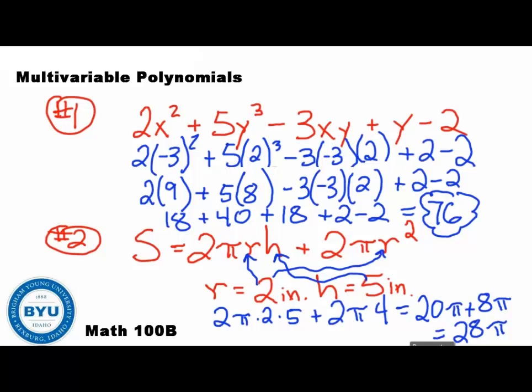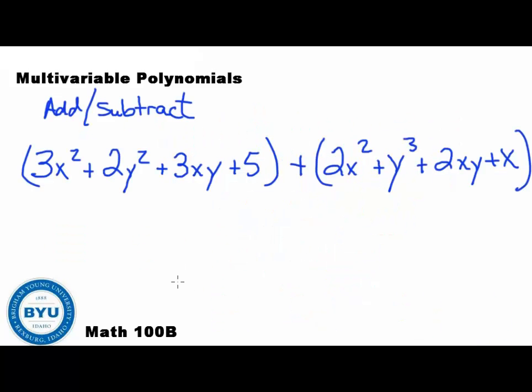Okay, good. So that is the first part of this lesson, just making sure we can evaluate multivariable polynomials. The next part of the lesson is adding and subtracting, and when we add and subtract polynomials, all you do is combine like terms. Now, remember, combine like terms. Like terms have to be exactly the same. They've got to be wearing the same hat. They've got to have the same variables. If not, they are not like terms. So be aware of that.